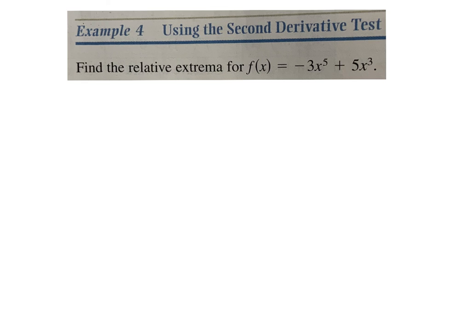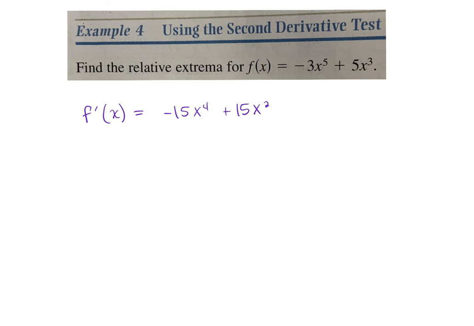So let's look at this. It says find relative extrema. What we would normally do is we would say, oh, okay, first derivative, set up intervals, increasing, decreasing, right? You don't really have to do that. You can say, let's find the first derivative. The first derivative, that's negative 15x to the fourth plus 15x squared, all right? Let's find our critical numbers here, all right?